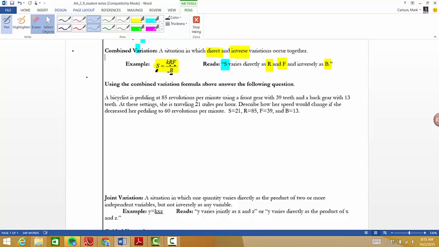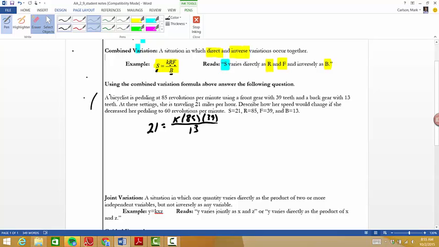Well, in order for us to do that, we're going to first need to figure out what K is based on the information that we're given. We know what the speed is. We know that that's 21. We don't know what K is, but we know that the revolutions is 85. And we know that the number of teeth on the front is 39. And the number of teeth on the back is 13.